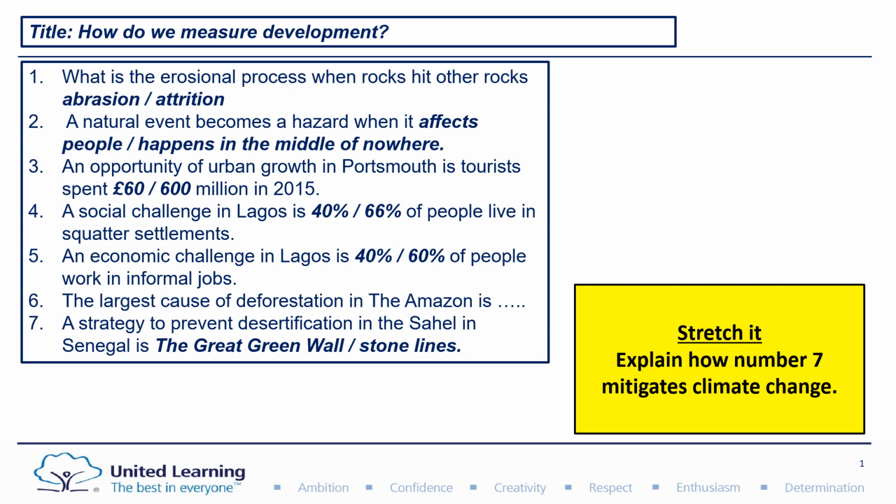Right, brilliant. Let's go through the answers. Number 1 is attrition. Number 2 is when it affects people. Number 3 is 600 million. Number 4 is 66%. Number 5 is 60%. Number 6 is cattle ranching, and number 7 is the Great Green Wall. And the stretcher, this also mitigates climate change because more CO2 is absorbed through photosynthesis, which makes the atmosphere thinner, therefore less long-wave solar radiation is trapped.